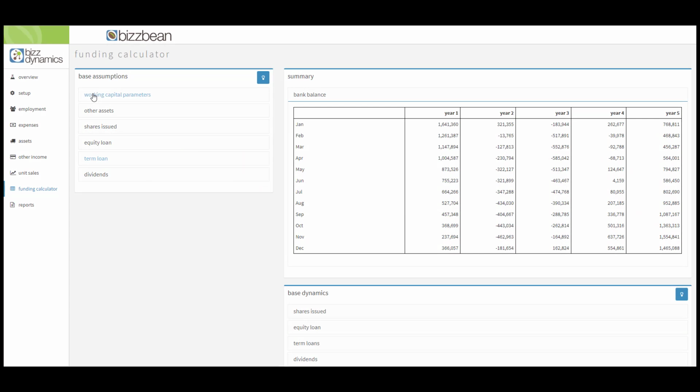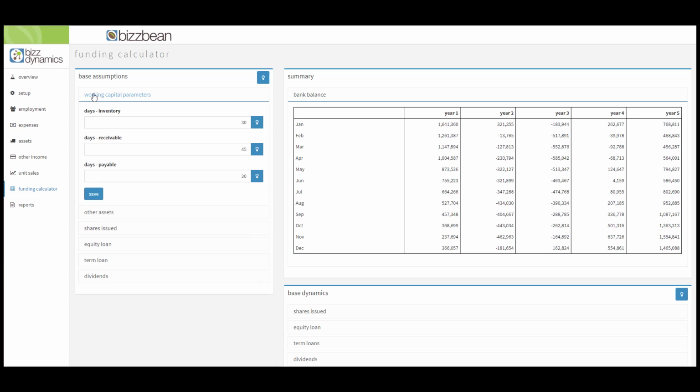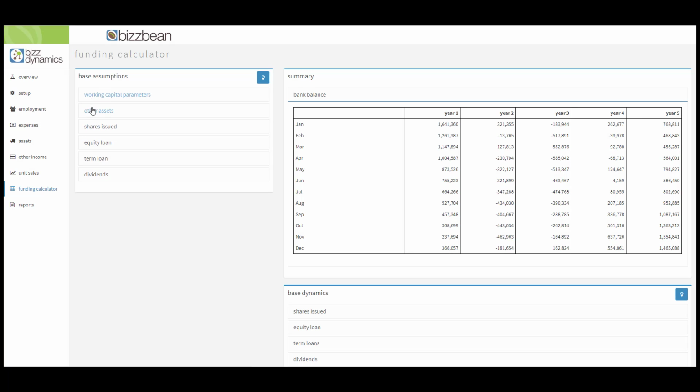The funding calculator step facilitates funding decisions. It presents the monthly bank balance for the forecast period and options on how to fund the business. These options include the working capital elements such as the number of days inventory, receivables and payables.